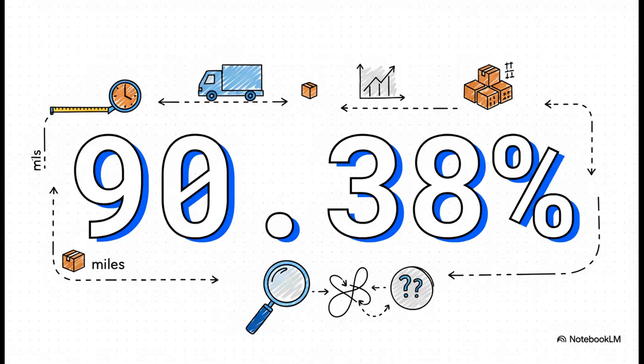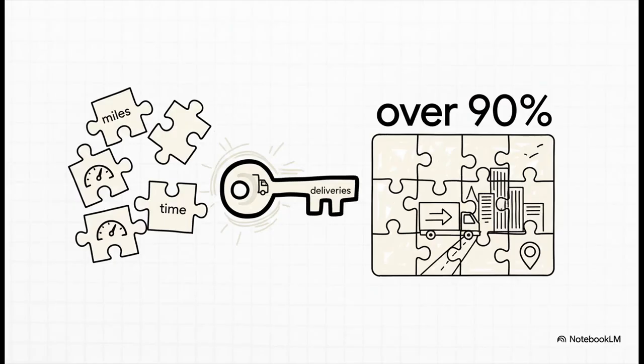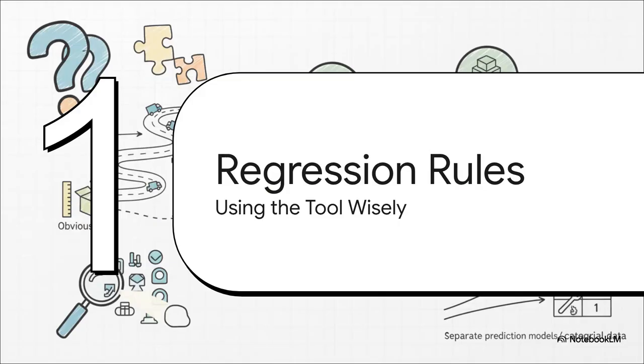So the big question is, how much better is this new recipe? Well, the answer is measured by something called R-squared. And for our new and improved model, it's over 90%. That's huge. What that number actually means is that our 2 variables, miles and deliveries, can now explain over 90% of why the travel times are different. We went from a confusing puzzle to an almost crystal clear prediction, all because we found and included that one hidden variable.